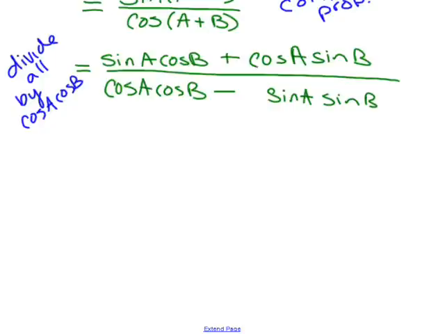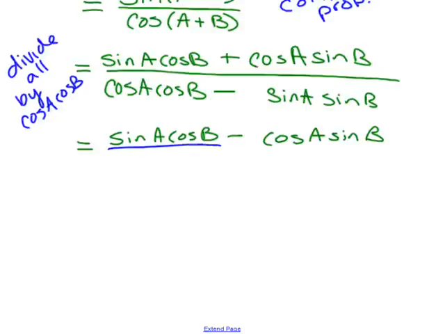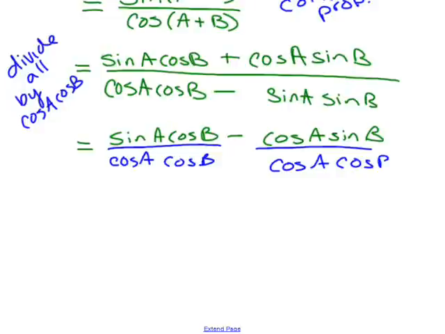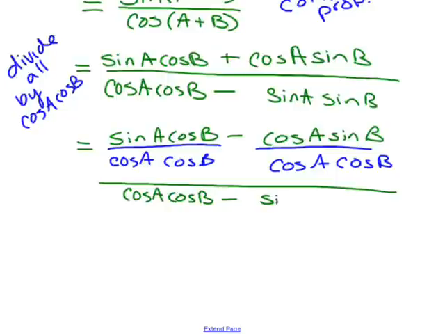Okay, so if I do that, I'm going to have sine A cosine B. I'm just going to write this top again. And I'm going to take both of those terms and divide by cosine A cosine B. Take both of these terms, cosine A cosine B. Okay, the denominator was cosine A cosine B minus sine A sine B. And take each one of those terms and divide by cosine A cosine B.